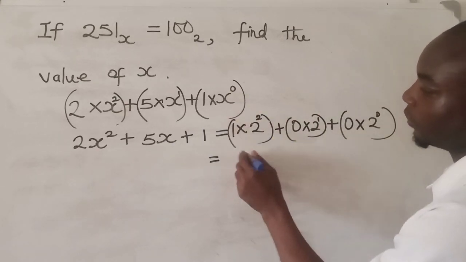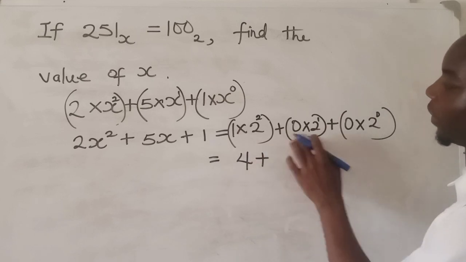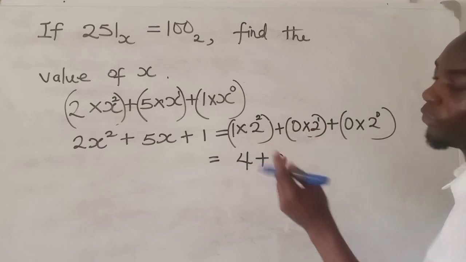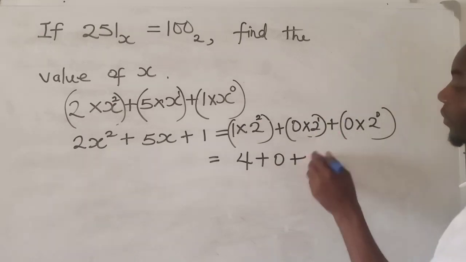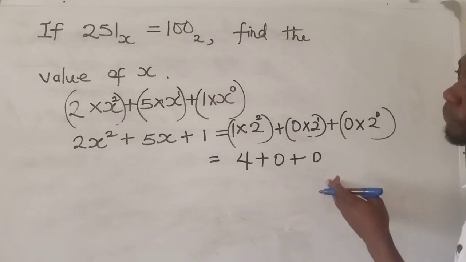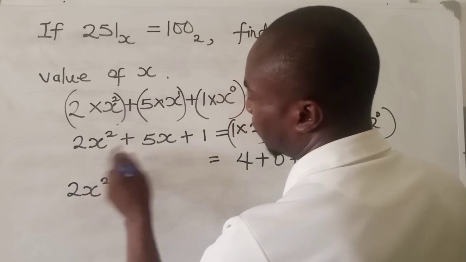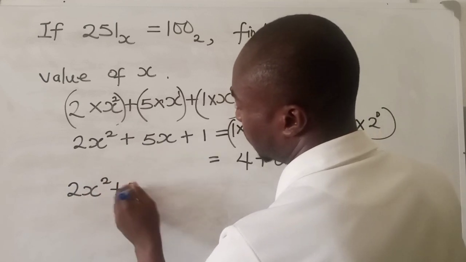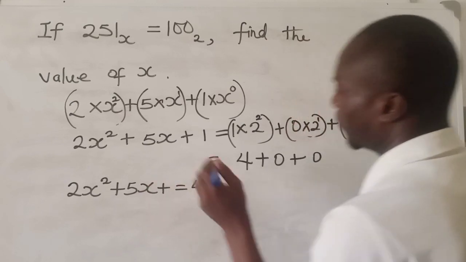So 1 times 4 is also 4. We'll bring it down, and we'll bring down our plus sign. Any number times 0 is 0, so we don't need to stress ourselves. Then plus any number times 0 is still 0. So here we have 4 on this side. So we're going to have 2x squared plus 5x plus 1 is equal to 4.